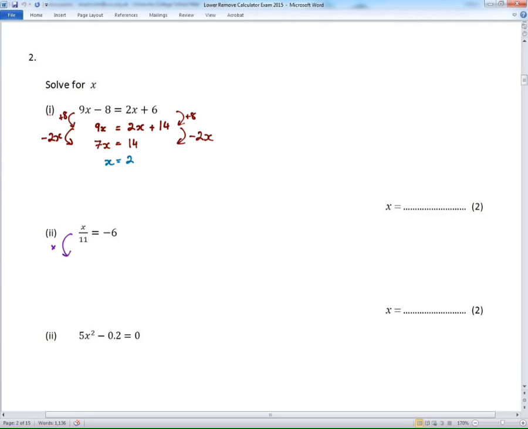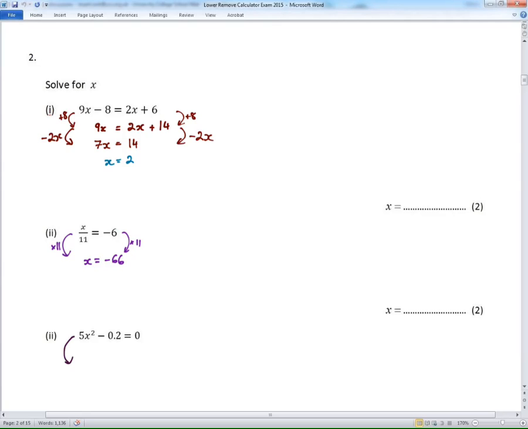Okay, part 2. x divided by 11 is equal to negative 6. So to undo x divided by 11, we're going to times both sides by 11, giving you x is equal to negative 66. Part 3. Maybe if you got this wrong, maybe you should pause the video and try it again. If you're not sure why you got it wrong, keep watching.